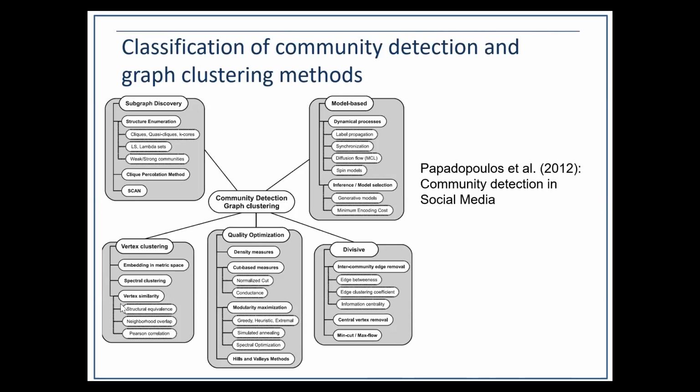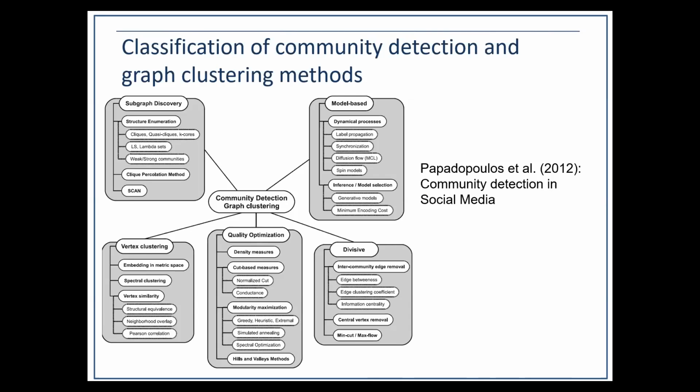Vertex clustering, which we will see, I think, today in the afternoon, is based on the node information. We analyze nodes or vertices. Vertex is a synonym for node. So the nodes or vertices are clustered based on their information.